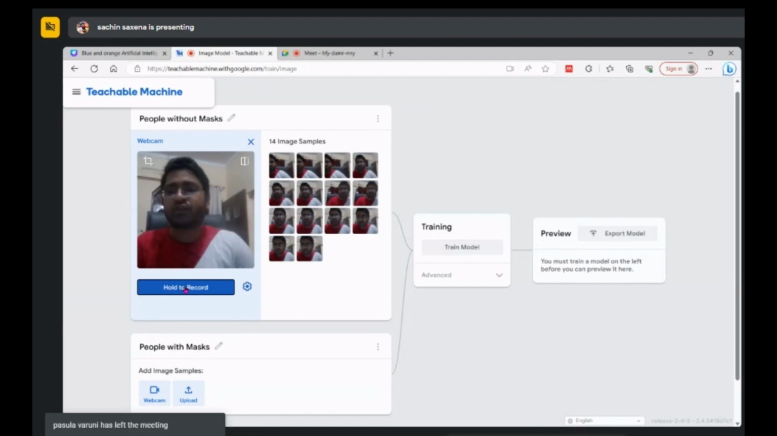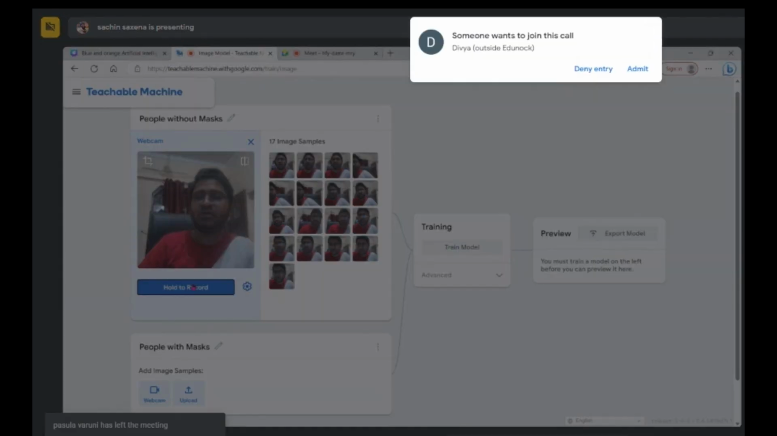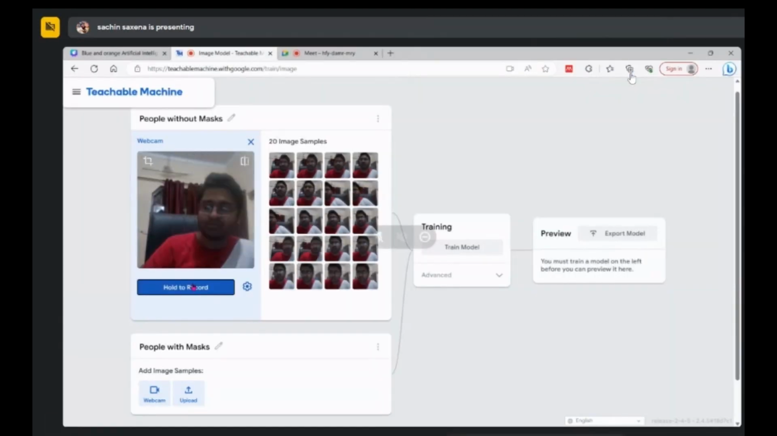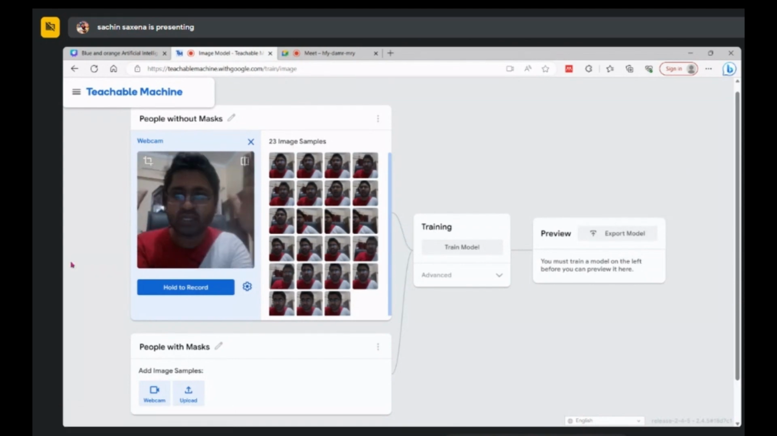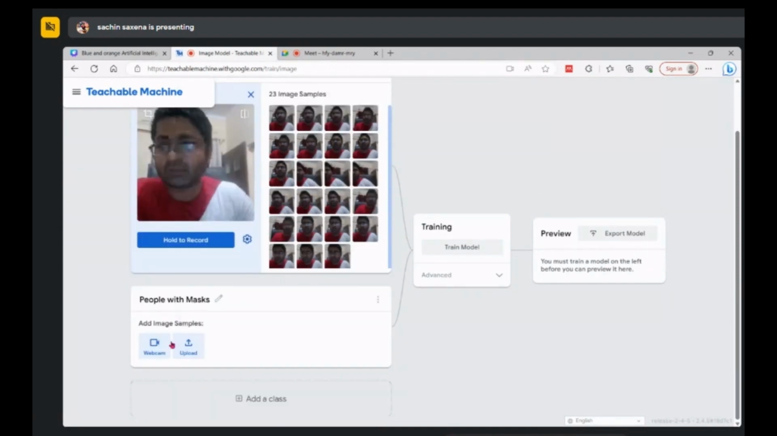So IT companies are capturing images and data from real-time resources for their patients and clients, and they are going to differentiate between the people with mask and without mask. Patients with mask are allowed to enter the hospital. Patients without mask are not allowed.